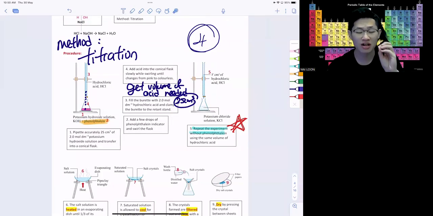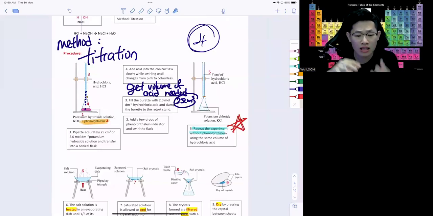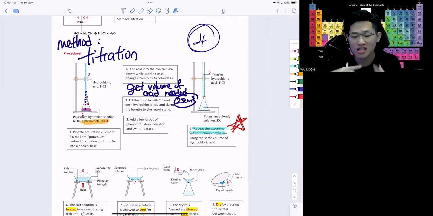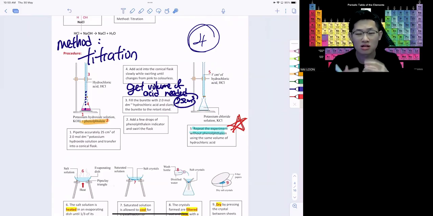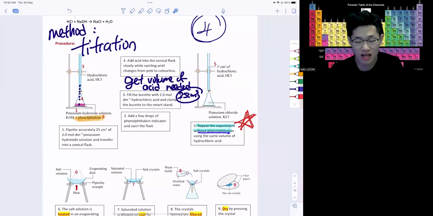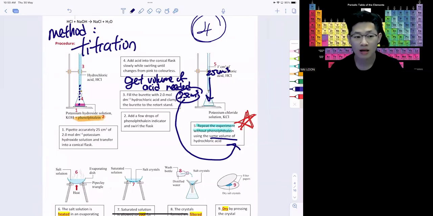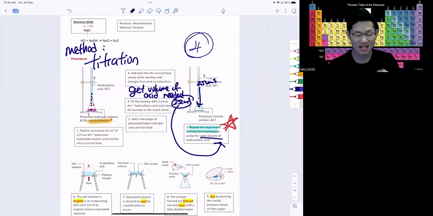Why? Because if you have phenolphthalein together in the salt solution, then the salt you make will not be pure. You want to make a pure salt. You don't want to have any impurities inside. You don't want to eat salt with phenolphthalein chemical inside, right? So you have to start again without phenolphthalein, but with the same volume. Let's say I found that it's 25, then I use 25. I just add 25 cm3 of acid into the alkali. Understand?